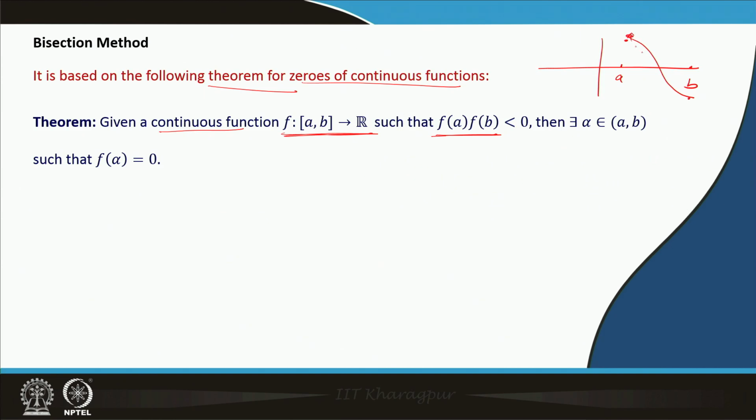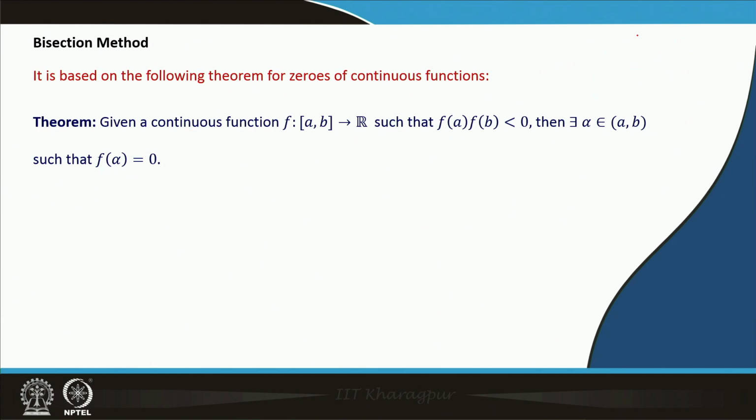So, naturally, if the function is continuous, it will cross the x axis. So, it must have a root then. That is the principle behind this bisection method, which we will be exploring a bit more in this lecture. So, there exists alpha in this interval (a, b), somewhere in between a and b, so that f(alpha) is 0. This is exactly the point alpha where the graph of f meets the x axis.